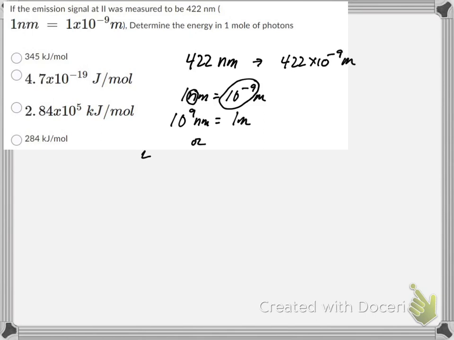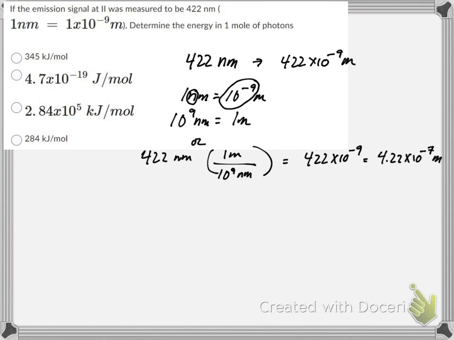That's pretty straightforward. Or we can use the conversion factor using the second one. For every 1 meter, there's 10 to the 9 nanometers. And we get 422 times 10 to the minus 9, which is the same as 4.22 times 10 to the minus 7. Same answer, just how you go about doing the conversion factor.